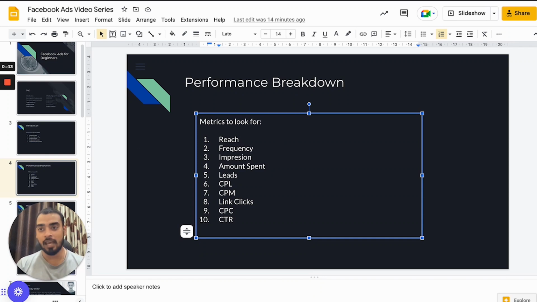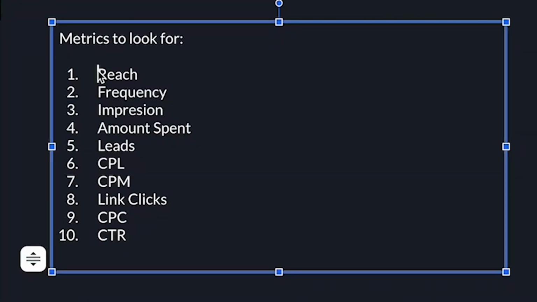So without wasting any time, let's dive deep into these metrics and also the performance of this campaign. We are going to look into these metrics first and then also compare them with our current account. So we have reach, frequency, impressions, amount spent, leads, CPL, CPM, link clicks, CPC, and CTR.